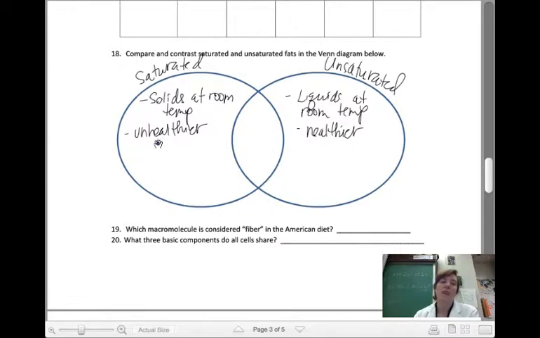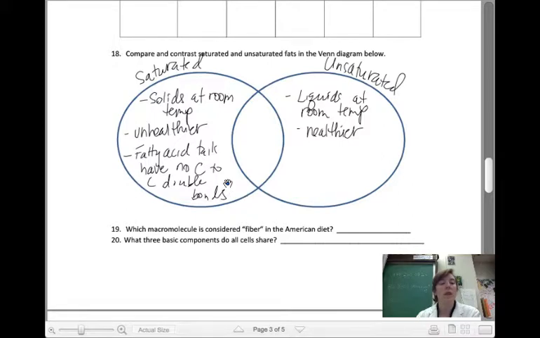So the reason that saturated fats are solids at room temperature and that they are unhealthier is that their fatty acid tails have no carbon-to-carbon double bonds. So if I was looking at a big long tail of a saturated fat, all of my carbons are going to have a hydrogen attached. I have no double bonds between my carbons.